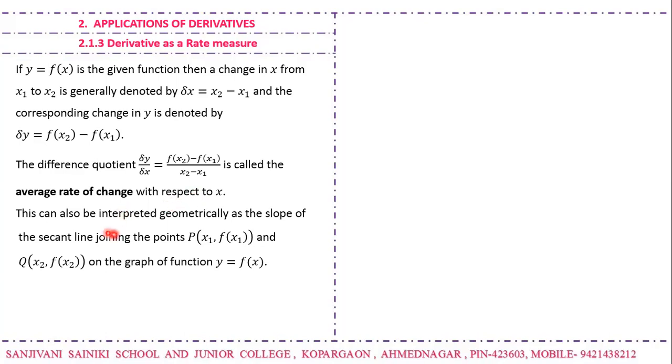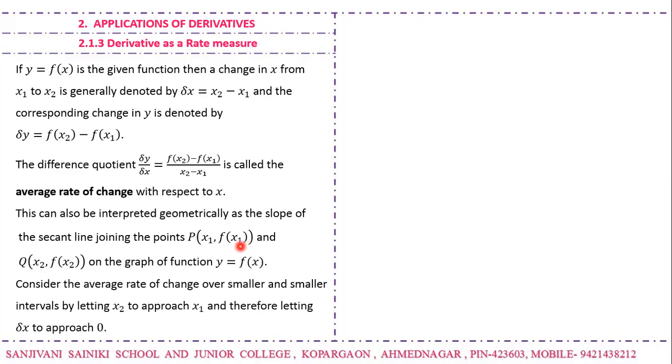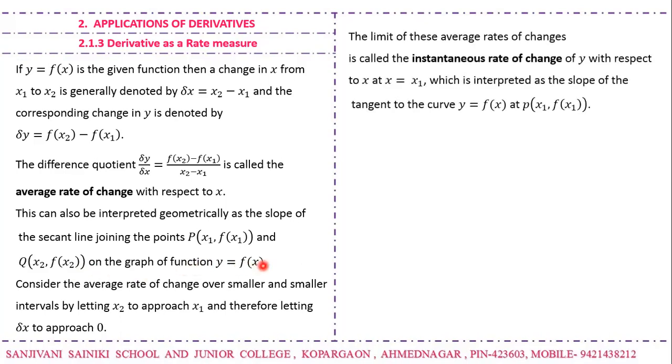Now, this can also be interpreted geometrically as the slope of the secant line joining the points P, (x1, f of x1) and Q, (x2, f of x2) on the graph of the function y is equal to f of x. Now, consider the average rate of change over smaller and smaller intervals by taking x2 approaching x1.